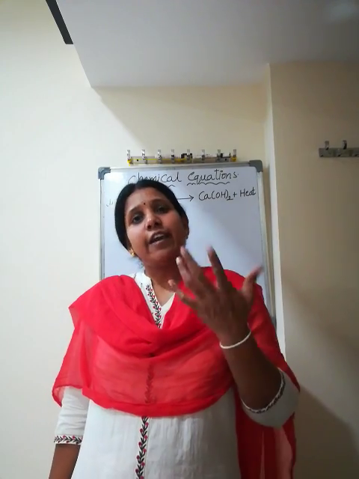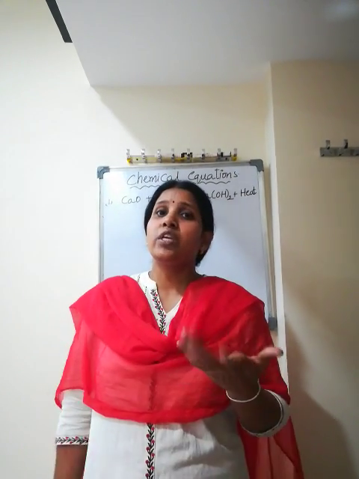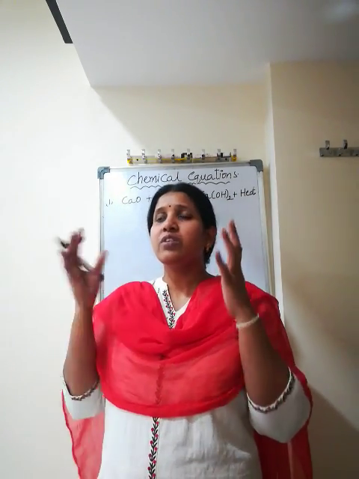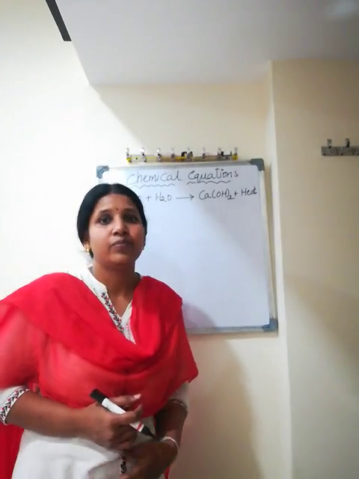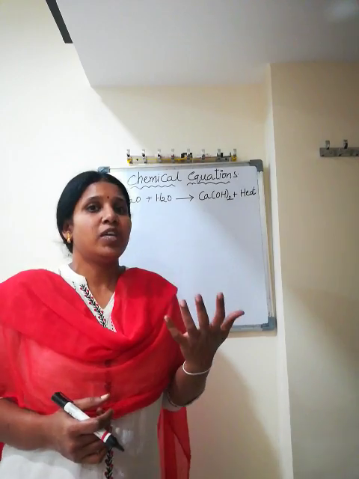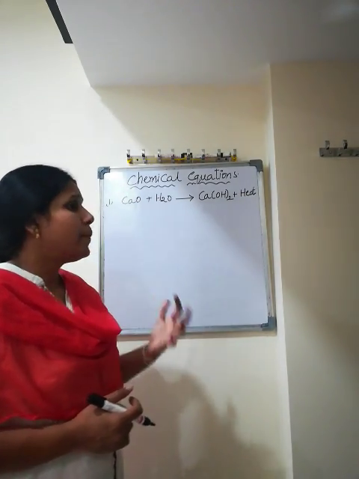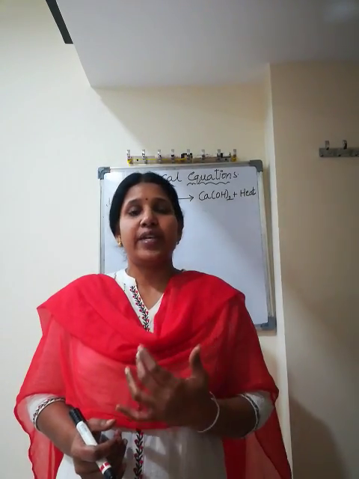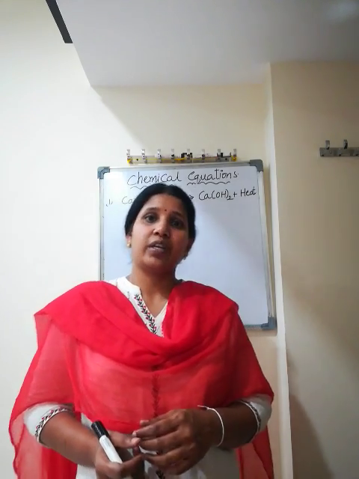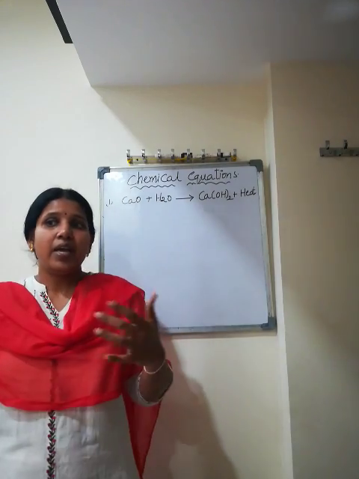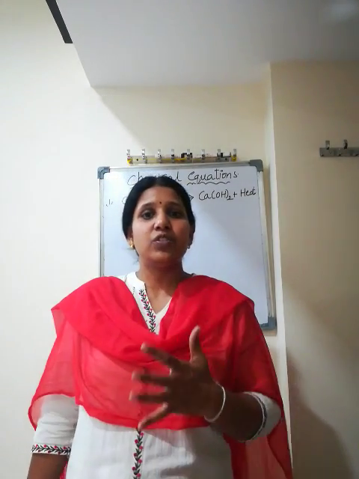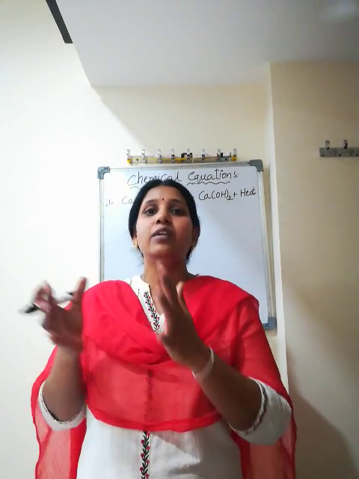Now, how can we make that balanced equation more informative? It means that by observing the balanced equation, we have to get more information about the reaction. The first step to make it more informative is by expressing the physical states of the reactants and products. Clear? Once again I am repeating that: by expressing the physical states of reactants and products.